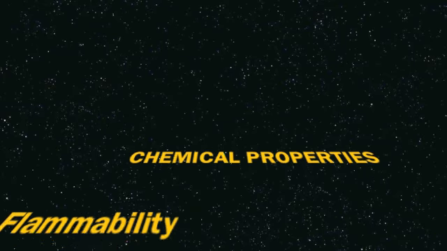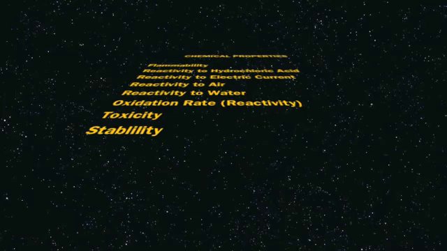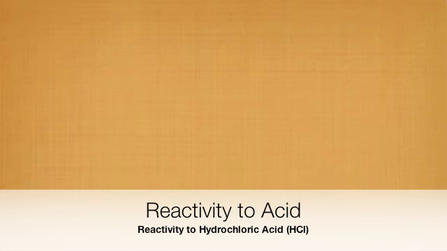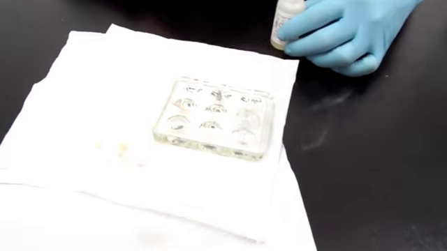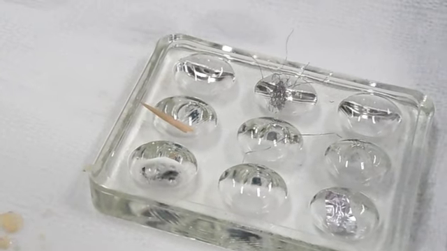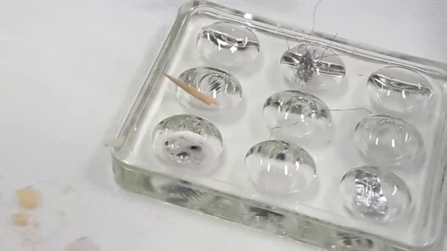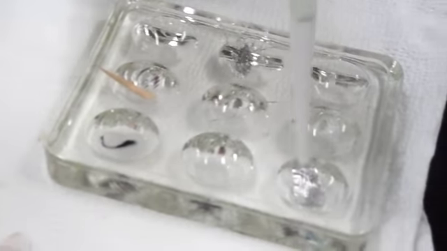Now, there are other chemical properties that we can observe in an 8th grade science lab. Some of these are flammability, reactivity, oxidation, toxicity, and stability. Now, this is a reactivity to hydrochloric acid, HCl. The one in the bottom left that's bubbling right now is zinc after it's been put into hydrochloric acid. After hydrochloric acid was put on it, as you can see, it's bubbling and releasing gases and fumes.